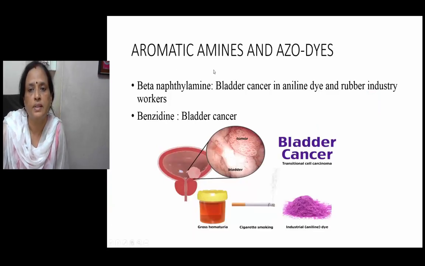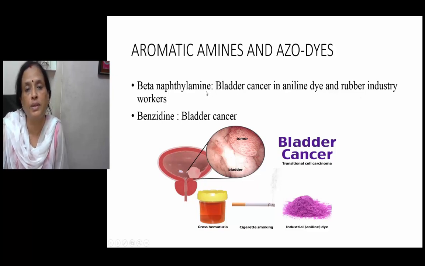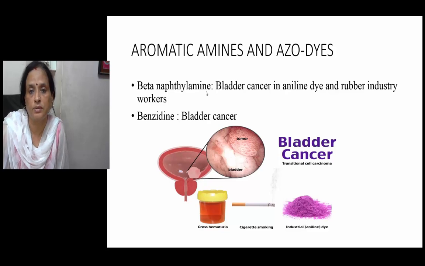So this slide again tells us that aromatic amines and azo dyes, the beta-naphthylamine which we were talking about, which is used in aniline dye and rubber industry. So workers in these industries have a high risk of developing bladder malignancy.